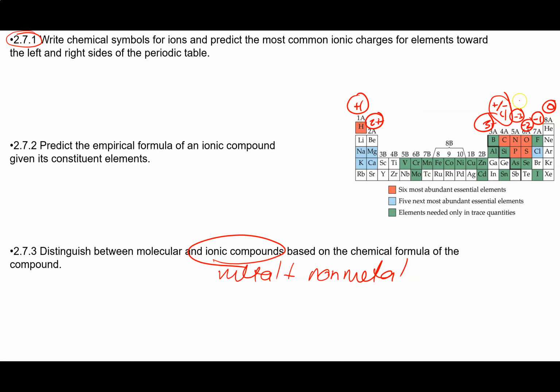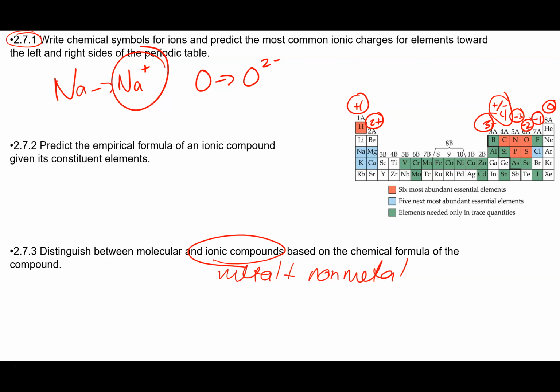Okay? So knowing those common charges, we can predict the most common ionic charges. So for instance, an atom of sodium, most common charge is going to be a +1 because it is located in that first group, etc. Oxygen's most common charge is going to be a -2 because of its location on the periodic table, etc.